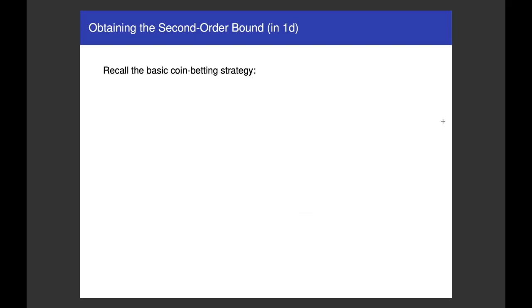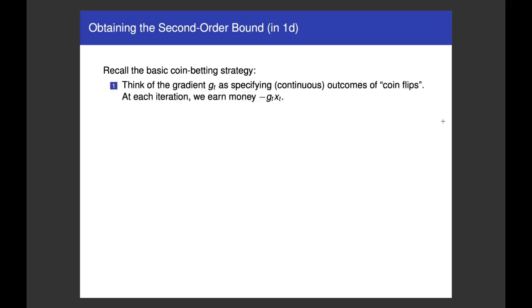So we're going to use the coin betting strategy. In the previous section, we talked about how you can think of this as a sort of 1D optimization algorithm, and that we can easily convert any 1D problem into D dimensions, so it sort of suffices to solve the problem in 1D.